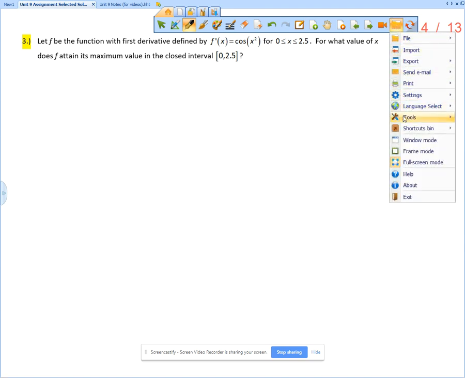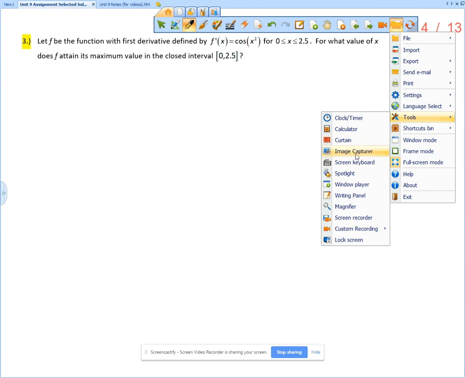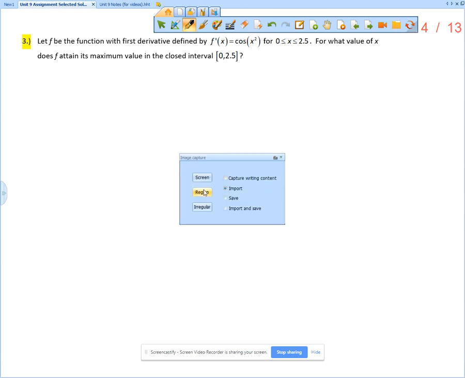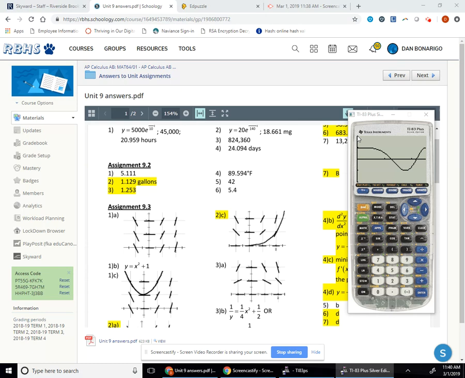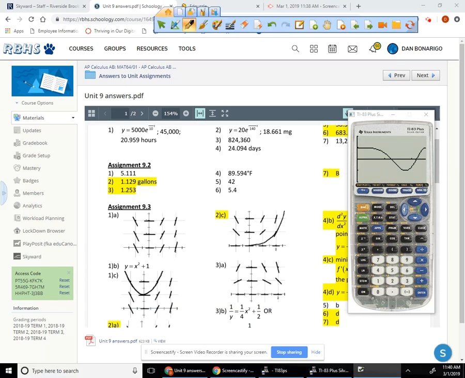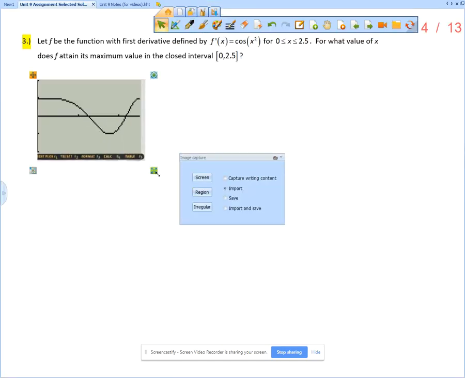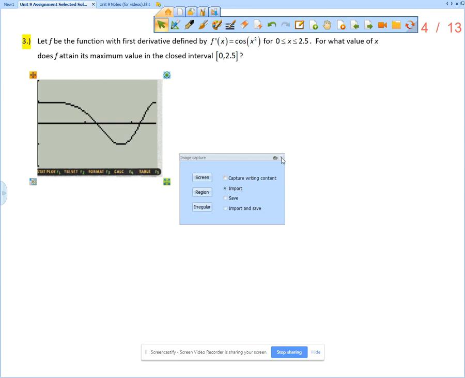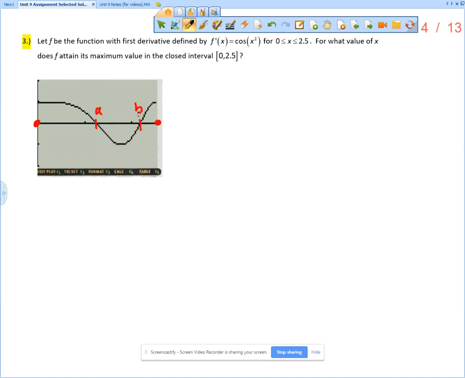Now let's get a screenshot of that, or you should just draw it, of course. So we draw that, and now let's draw on this and see what we're looking at. First of all, at 0 right here and 2.5 is here. Now we see that the derivative is 0 right here. Call that A. The derivative is 0 right here. Call that B. So we have 0 to A.